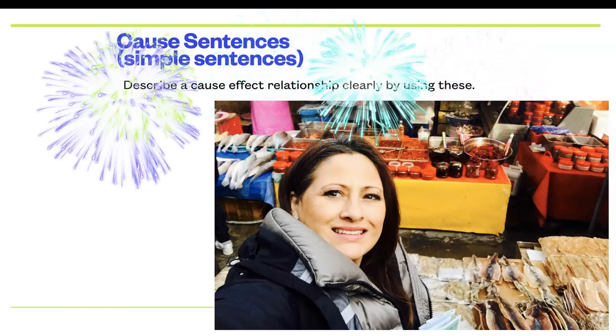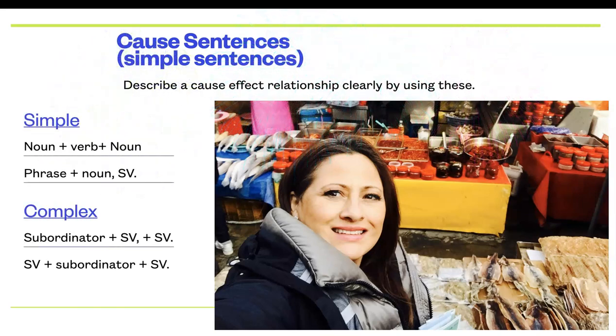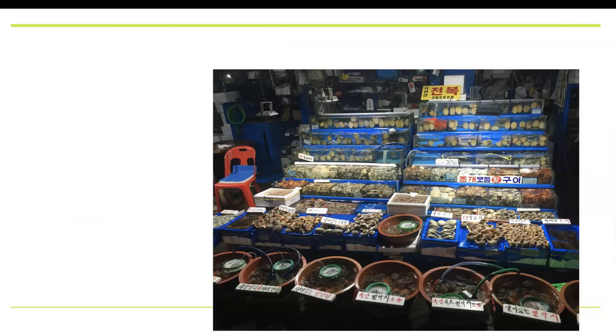So let's take a look at the structures that will be introduced in this lesson. We will have simple and complex sentences. For the simple sentences, we have noun plus verb plus noun. The second type is a phrase plus noun and subject verb. Complex sentences, we have two kinds. The first kind has a subordinator at the beginning with the subject and subject verb. And the second kind has a subordinator in the middle of the sentence, so it's subject verb, subordinator, subject verb.